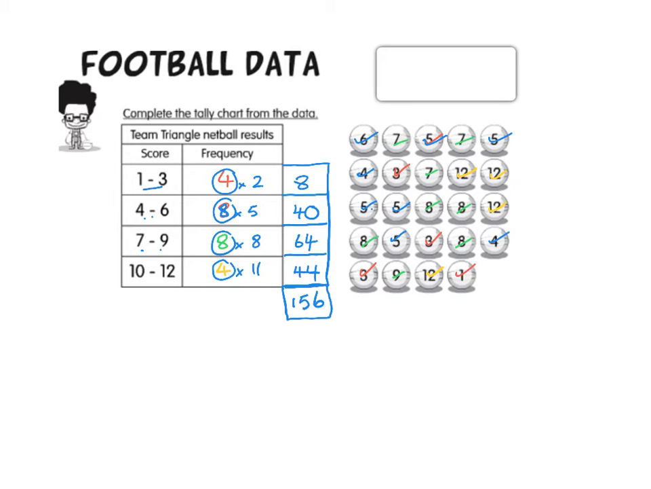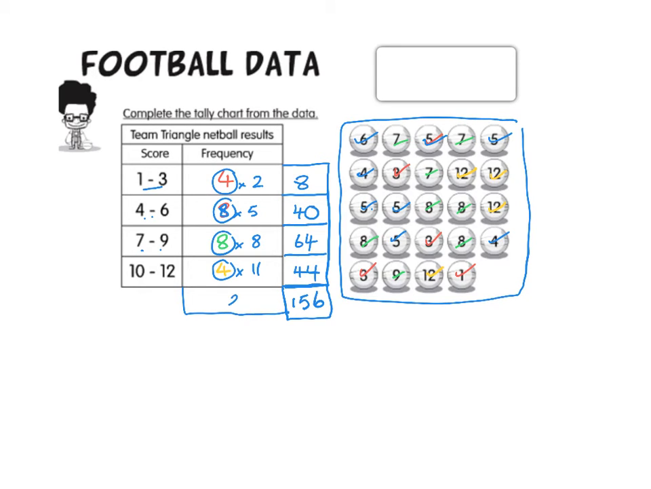And of course, if we look at this chart here, there are indeed 24 numbers we're adding up. So 24 for this one. And therefore, the average, the mean, is going to be 156 divided by 24, which equals 6.5.